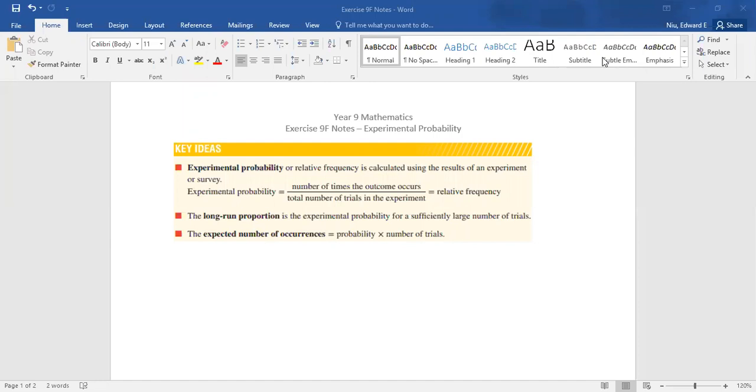Today we're going to take a look at experimental probability, which is exercise 9F, and we're going to do the probability test online on Monday. Okay, so Friday we'll have a revision session, and then Monday we'll knock out the test in a sort of Google form format.